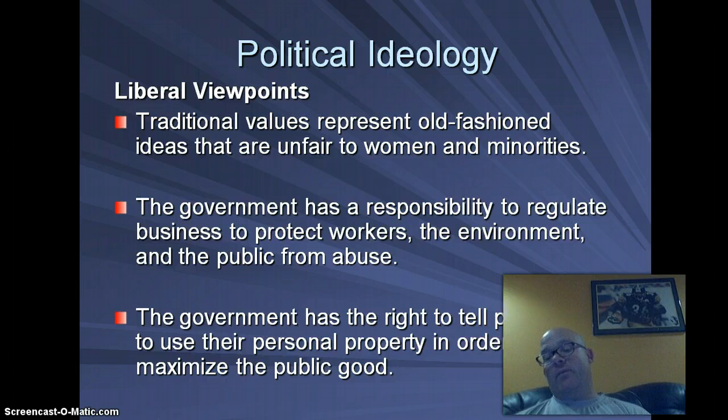The government is also going to have a responsibility to regulate, and that's a drastic difference from the conservative viewpoint, where the federal government is going to step in and be a watchdog on big business. They're going to protect workers, they're going to protect the environment from all levels of abuse. Also, the government has the right to tell people how to use their personal property. So you're going to have a belief here in the idea of basically giving some guidance or some redistribution of wealth with the liberal viewpoint. All right, trying to create that equality and balance.